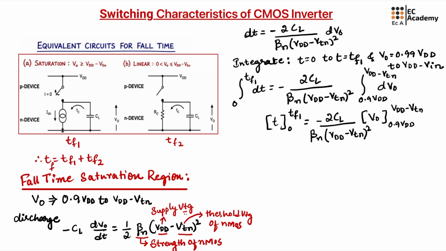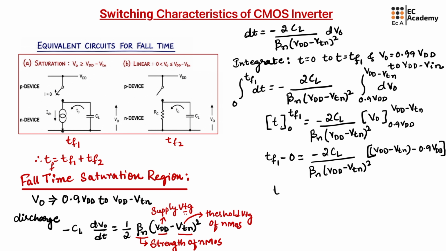If we substitute the limit values in the above equation, we will get TF1 minus 0 equal to minus 2CL divided by beta n (VDD minus VTN) whole square, multiplied with (VDD minus VTN minus 0.9 VDD). So if we simplify the above equation, we will get TF1 equal to minus 2CL divided by beta n into (VDD minus VTN) whole square.